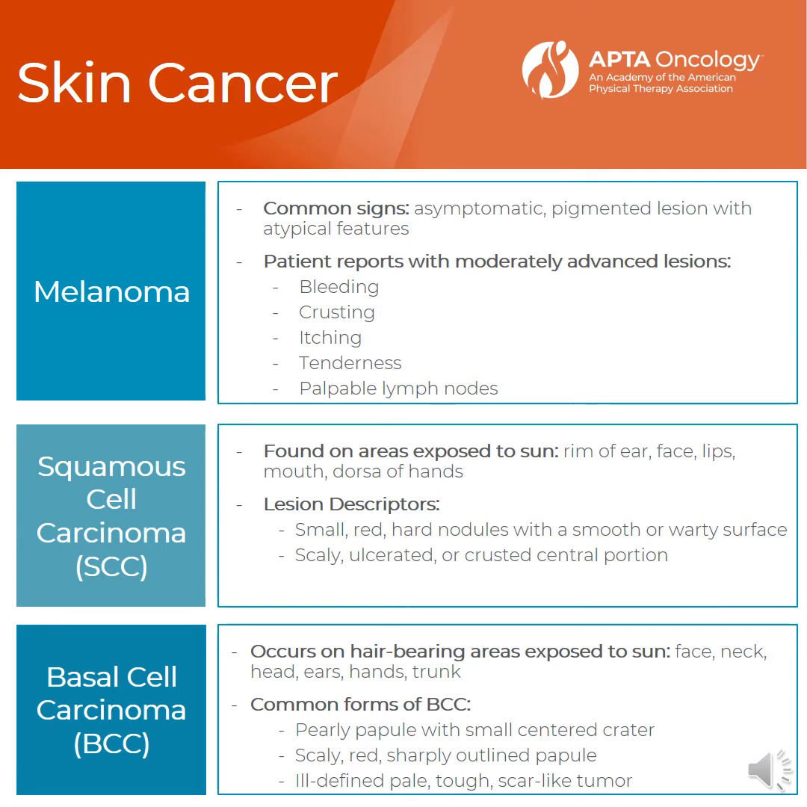Basal cell carcinoma involves the bottom layer of the epidermis and occurs on hair-bearing areas exposed to the sun, including the face, neck, head, ears, hands, and may appear on the trunk, especially the upper back and chest. There are a number of forms of basal cell carcinoma, including a pearly papule with a small crater in the center, a scaly red, sharply outlined plaque, or an ill-defined pale, tough scar-like tumor.